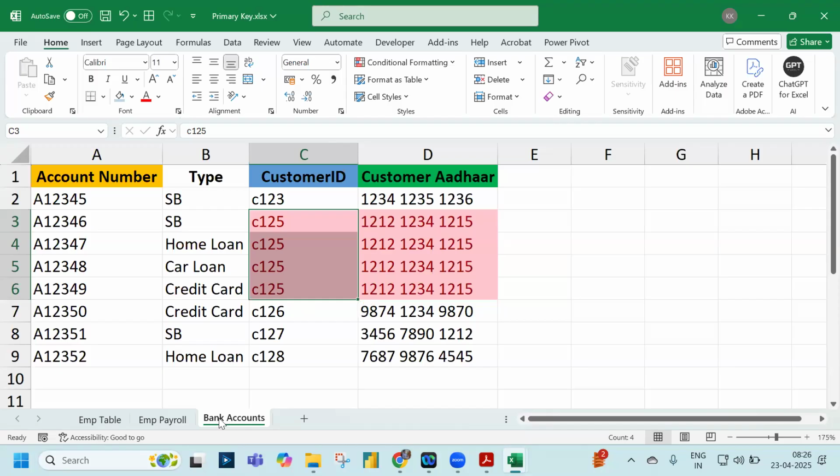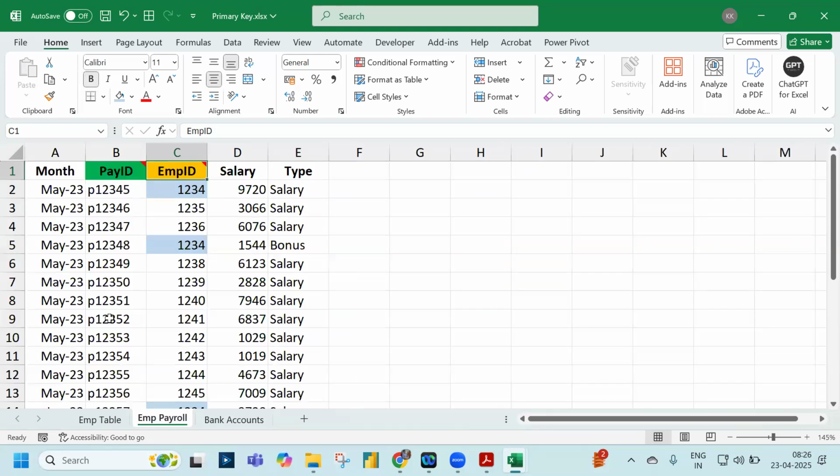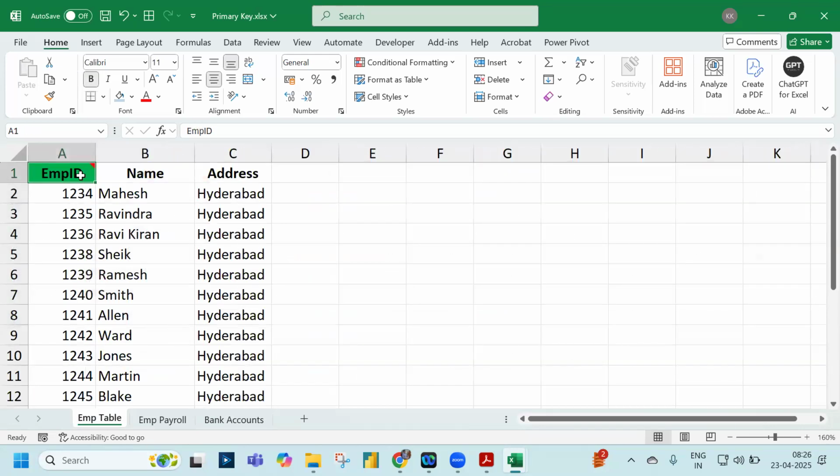It always depends on the table you are looking at. If you are looking at the accounts table, account number is a primary key. If you are looking at the payroll table, pay ID is a primary key. If you are looking at the employee table, employee ID is a primary key. I hope all of you understood this concept.